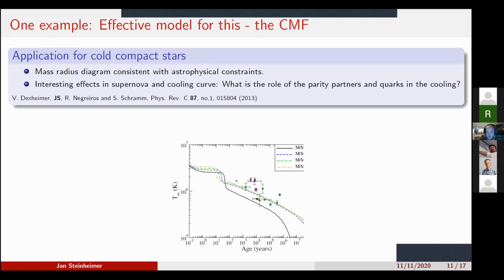There is more that you can do with this, because you can apply this not only for cold compact stars, but this might also be interesting for effects in supernova and the cooling curve, because right now what people haven't really studied much, except for this one paper, is what is the role of these parity partners in warm neutron stars, and how do they relate to the cooling curve.